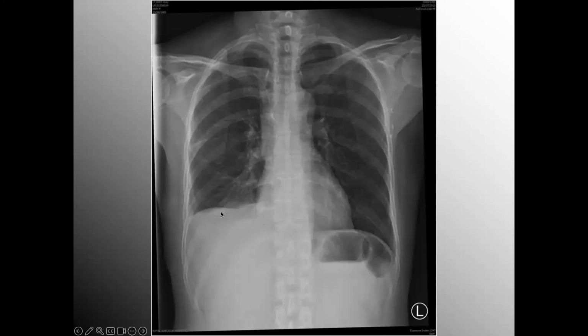So there's a pretty large pleural effusion here. Got volume loss, a little compensatory hyperinflation of the unaffected side. And we've got some pretty significant gastric bubbles here.